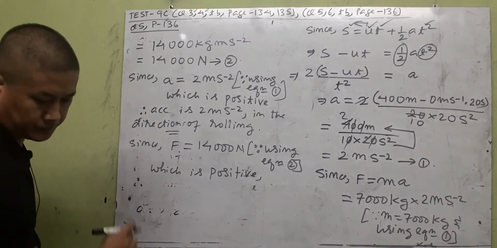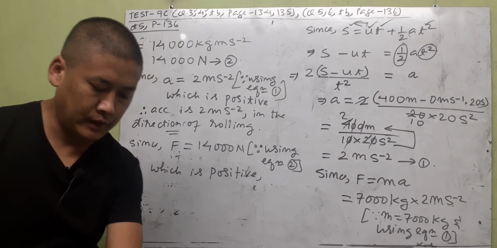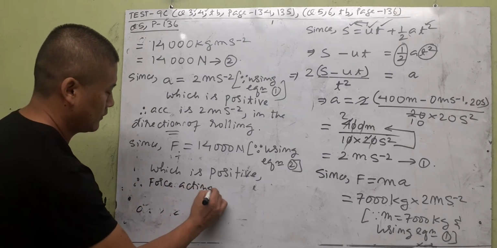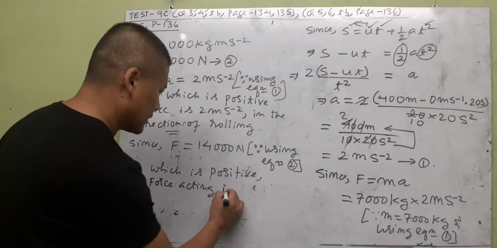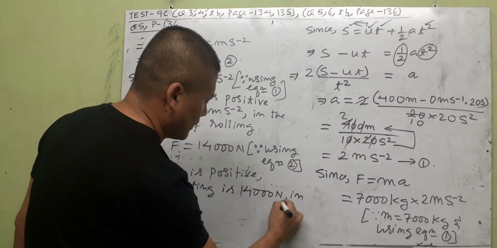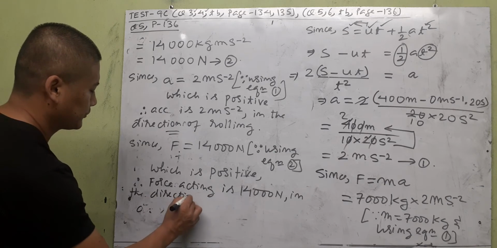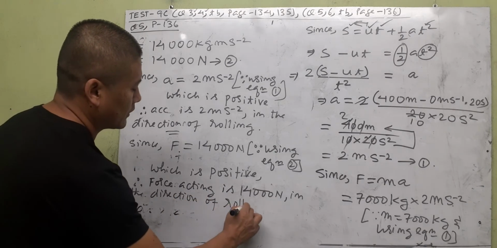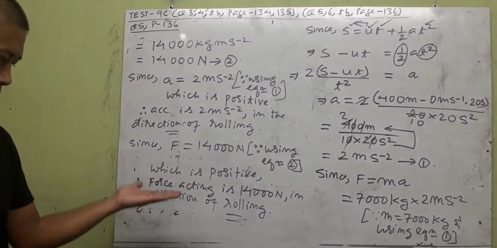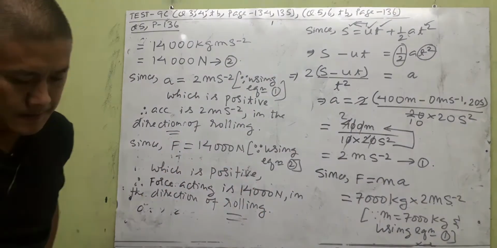Therefore, find the force acting on the vehicle. So the force acting on the falling vehicle is 14,000 Newton in positive, therefore in the same direction, that means in the direction of rolling. If it was negative, then the force would be acting in the direction opposite to the rolling of the truck. So that's the first answer.